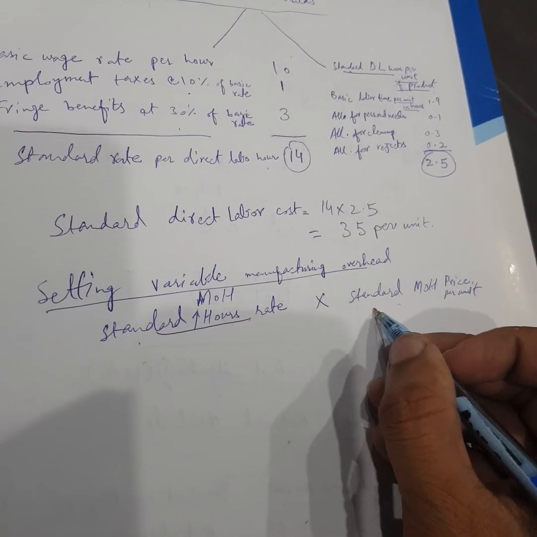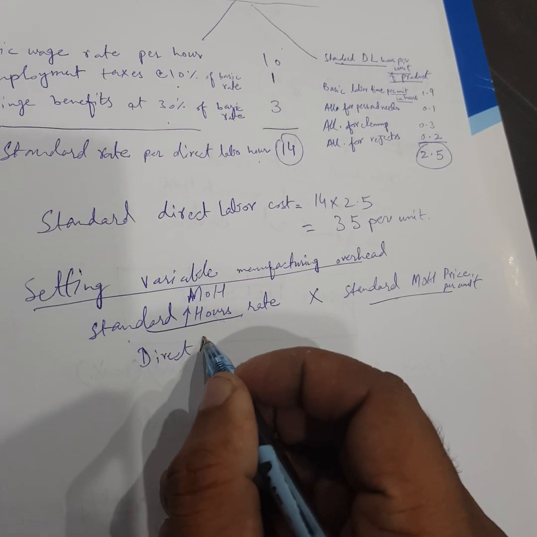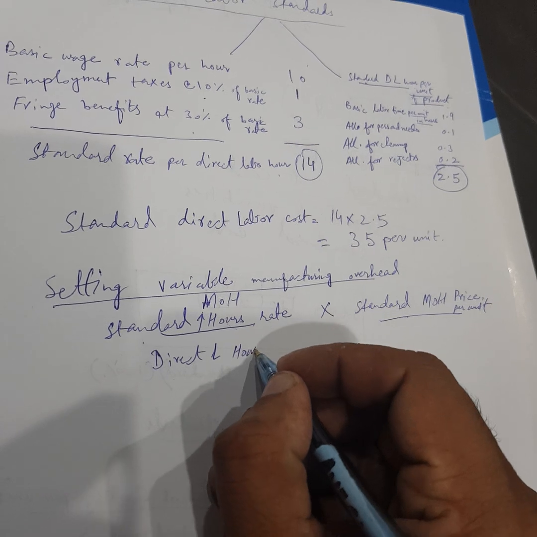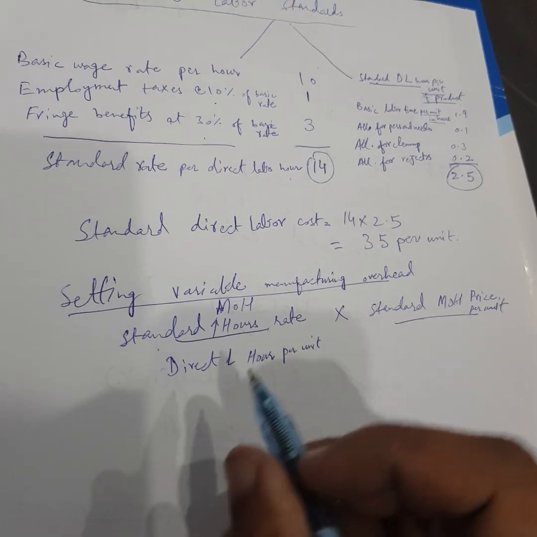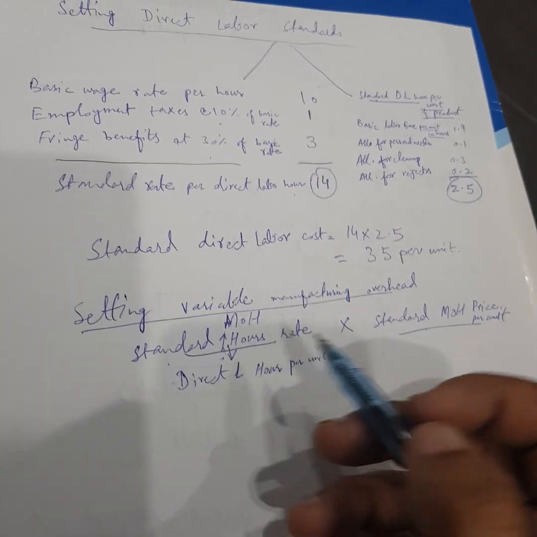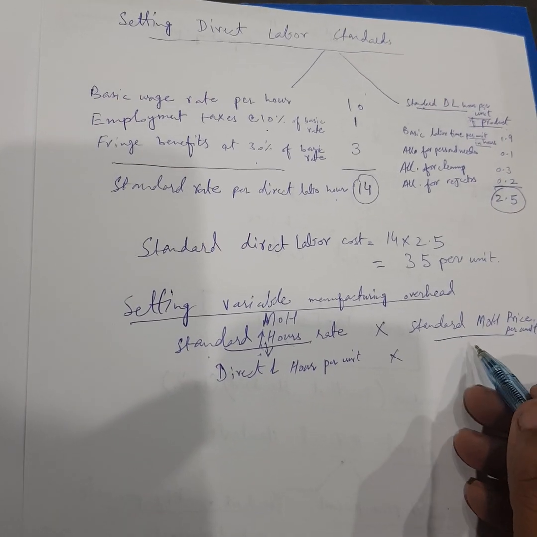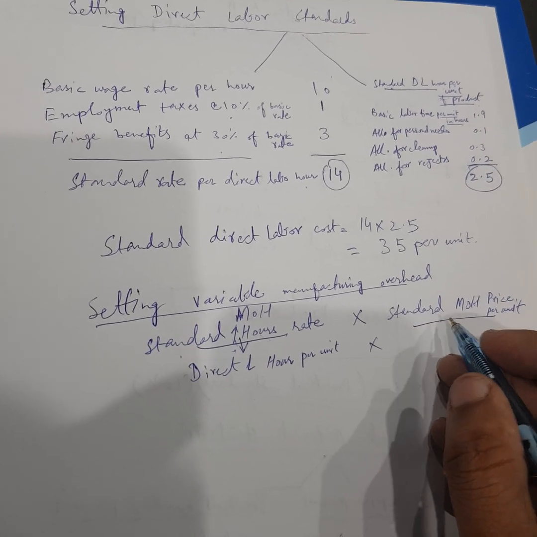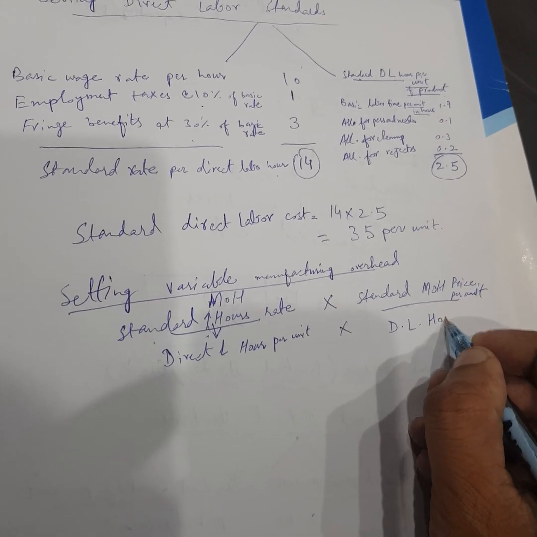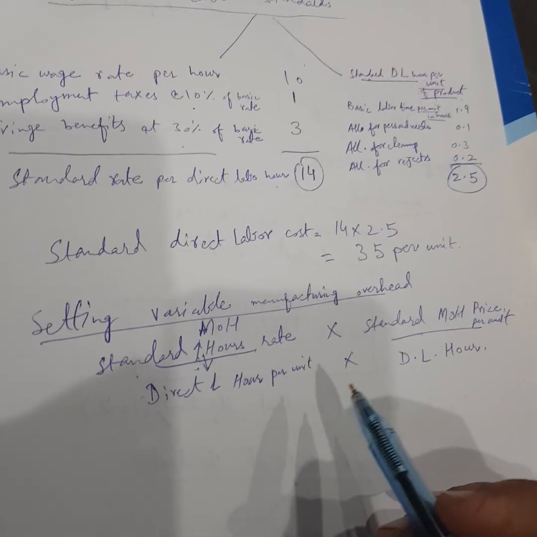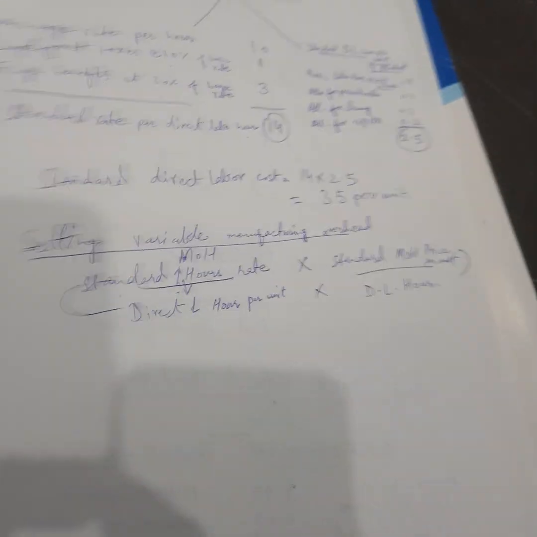To modify this, we will use the word direct labor hour per unit for standard manufacturing overhead hour rate, and for standard manufacturing overhead price per unit rate we will use direct labor hour. Both meanings are the same. Whatever you want to use, you can use.